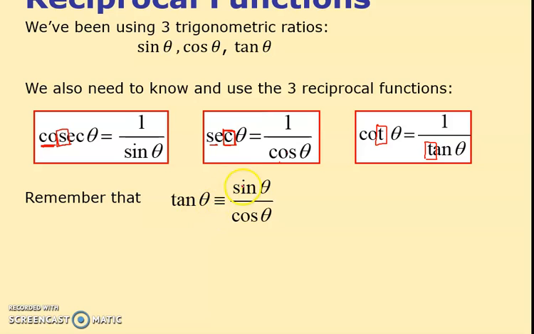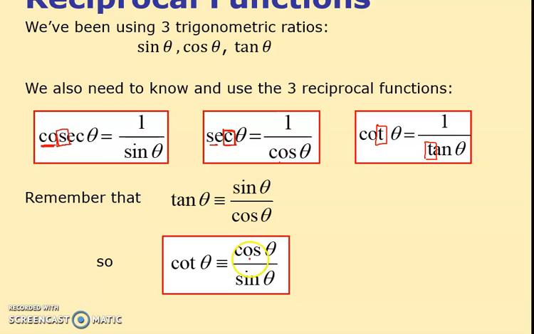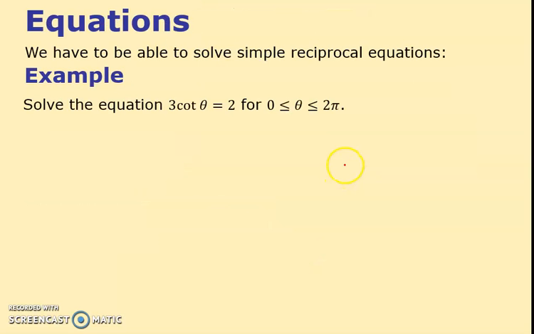Remember also that tan is sine over cos. So this cot, therefore, can also be written as cos over sine, which is the reciprocal of it. So this is a formula that you need, and these 3 that you need as well. So write them all down. You might want to make a note of the third letter trick to tell you which one's which.